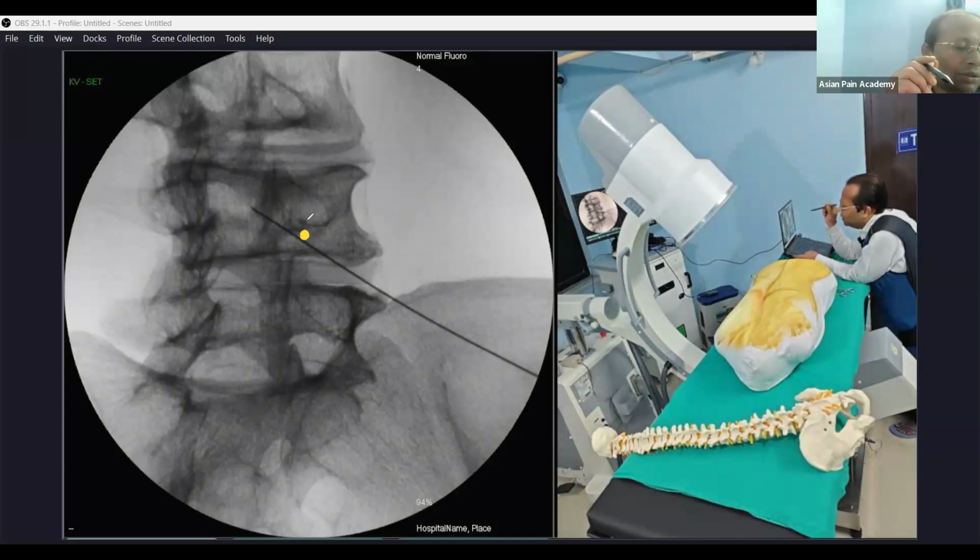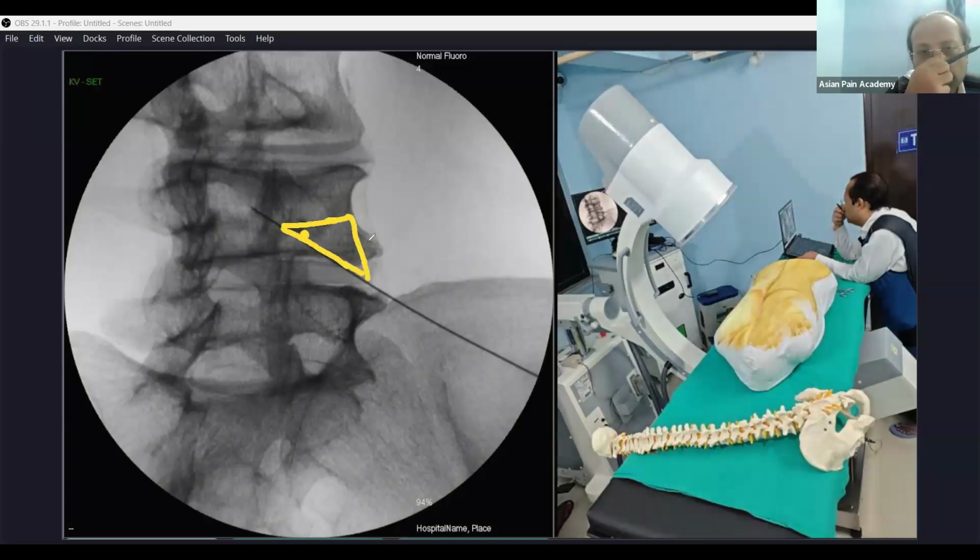Earlier it was called the safe triangle approach. So here is the safe triangle. This one is the lower border, one side is this one, another side is this one. So this was the safe triangle, but nowadays it is just the name, otherwise it is not safe, because if you inject here, more blood vessels are there. So this is the disadvantage of injecting in this place.